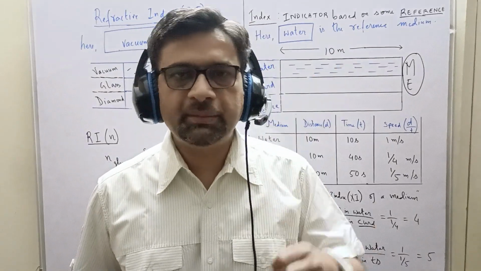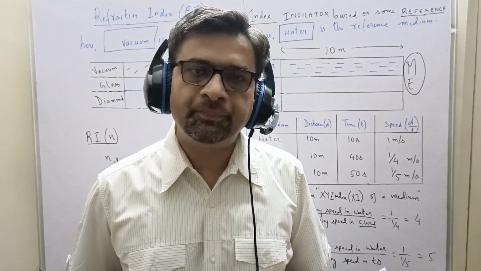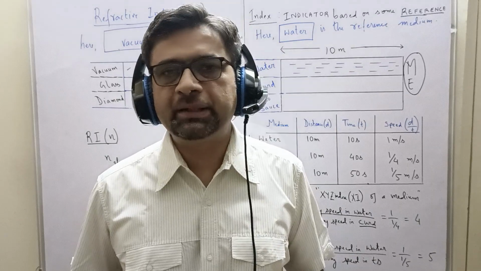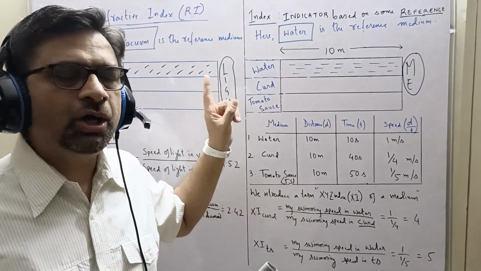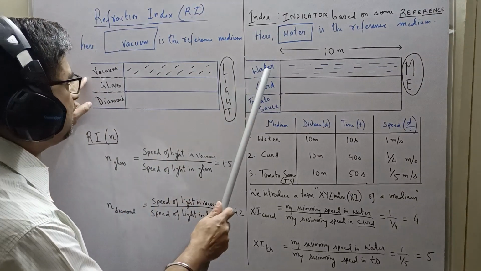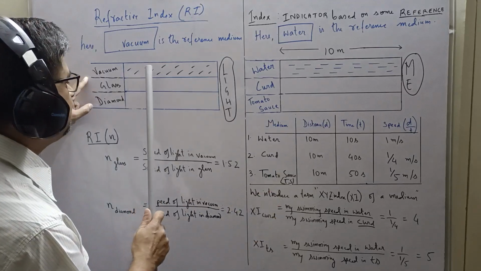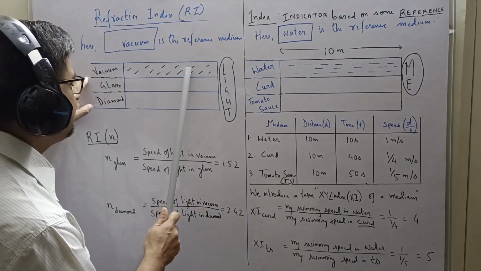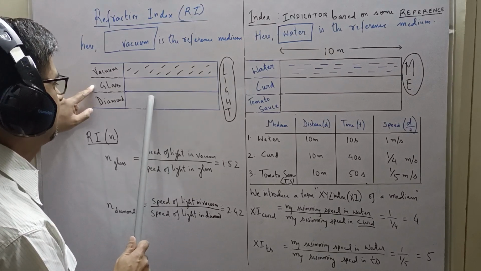Water, diamond, glass, these are optical media. Wood, plastic, steel, these are not optical media because they wouldn't allow light to pass through them. So we are only talking about optical media here. Now in this case, whereas water was our reference medium here, vacuum is our reference medium in this case. And we do a similar study for glass and diamond.